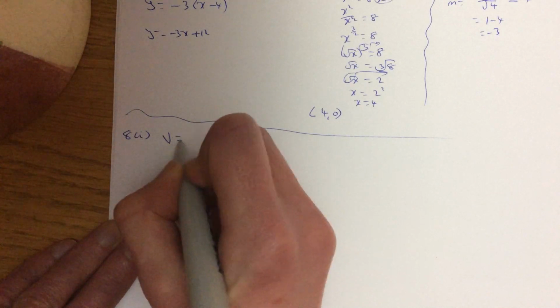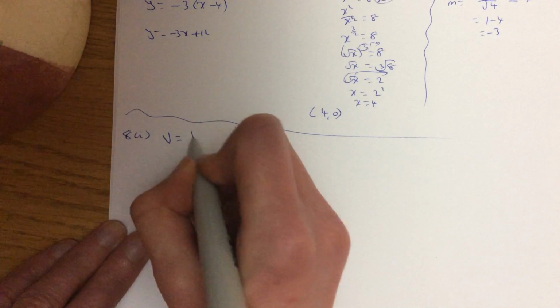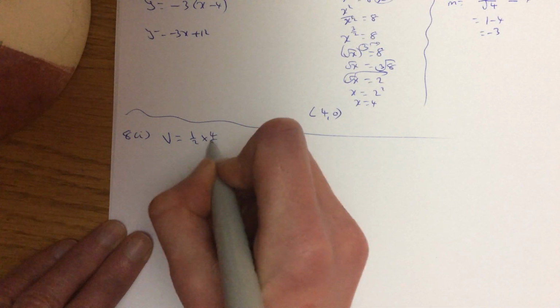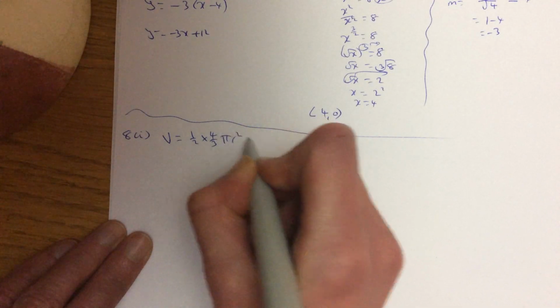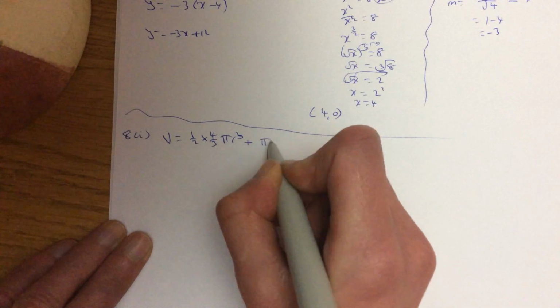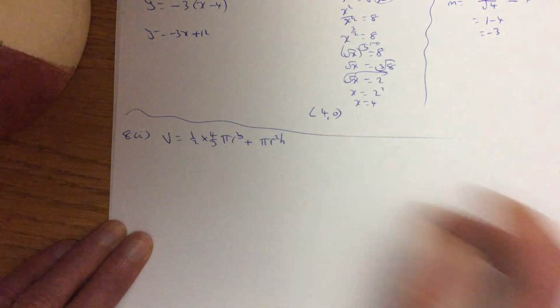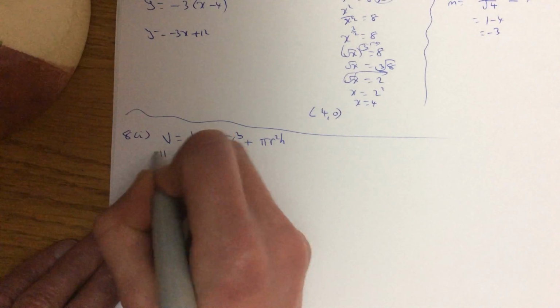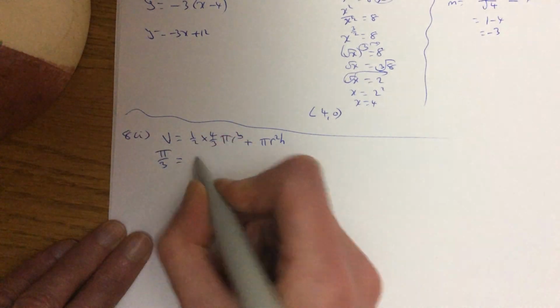Now, the next question we're going to do is question 8. So the volume. First of all, you've got a hemisphere, so it's half the volume of the sphere. And then it is attached to a cylinder. The volume of the cylinder is the area, pi r squared, times h. You're told that volume is pi over 3.